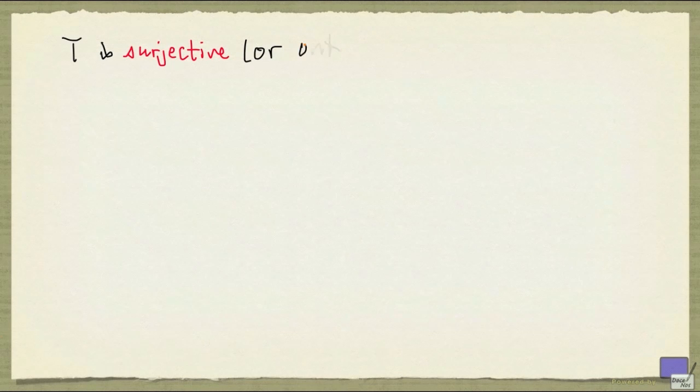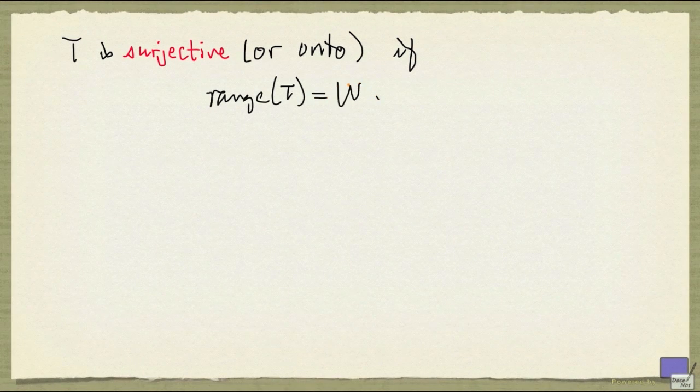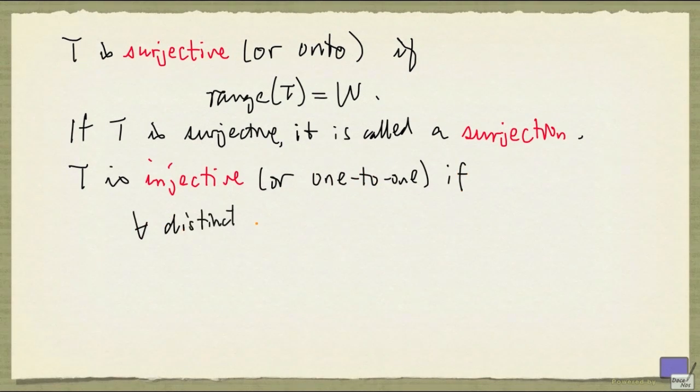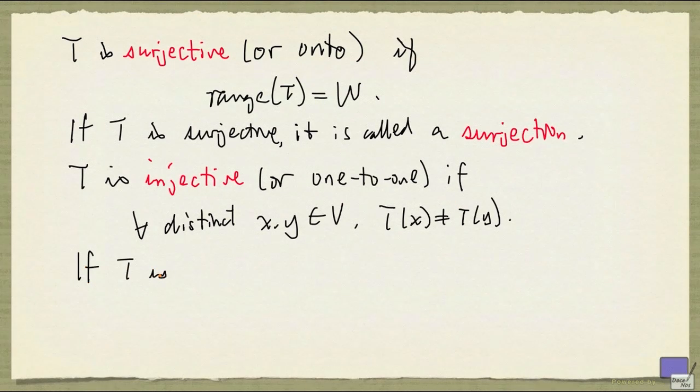We say that T is surjective or onto if the range of T is equal to the codomain, which is W. And such a linear transformation T is called a surjection. And we say T is injective or one-to-one if for all distinct x, y in V, we have T of x not equal to T of y. In casual terms, it means that different inputs lead to different outputs. And if T is injective, it is called an injection.